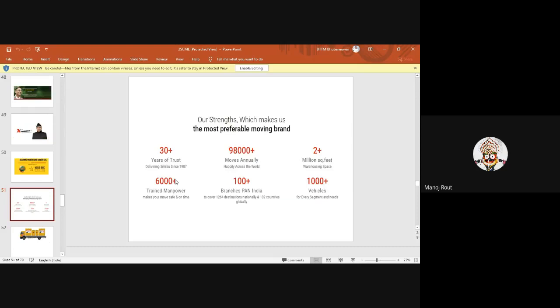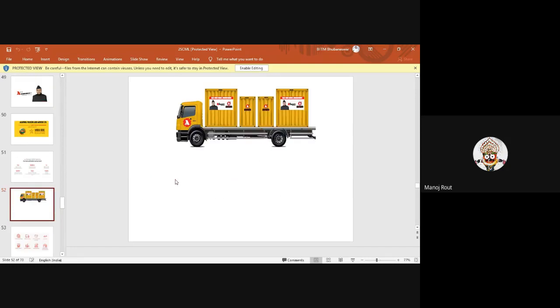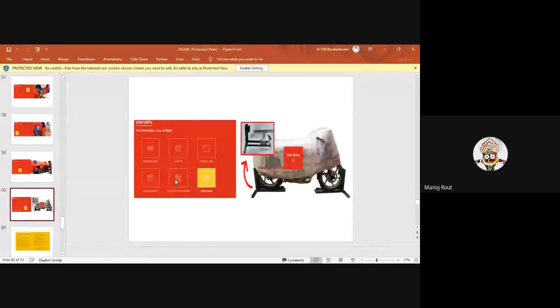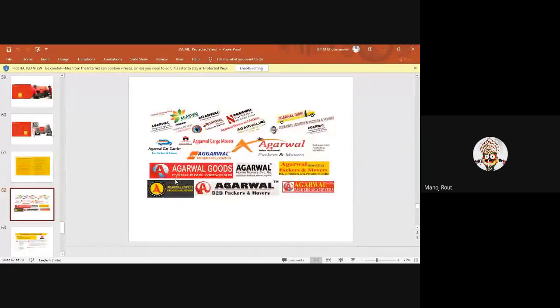So these are the service industries. If you go to the strength of this particular organization, that is 30-plus years of trust, 90,000 moves annually, and 2+ million square feet of warehouse. Ten thousand manpower is there, 100-plus branch locations, and 1,000+ vehicles. So they are providing this kind of facilities. Clear? I have just quickly gone through all the things.